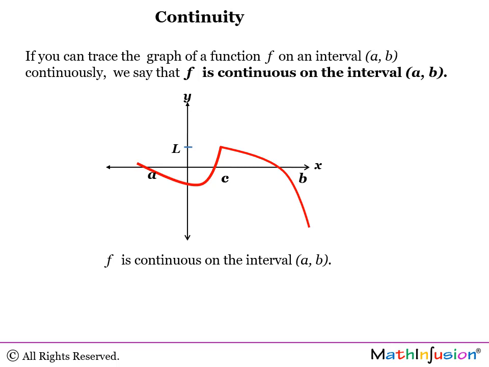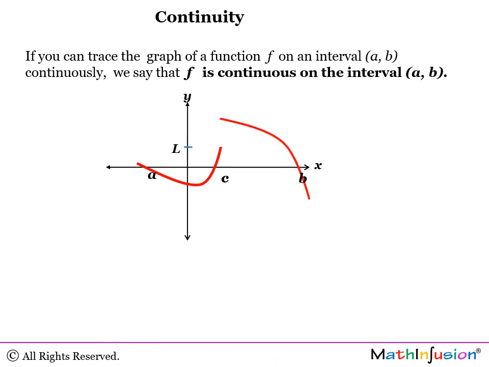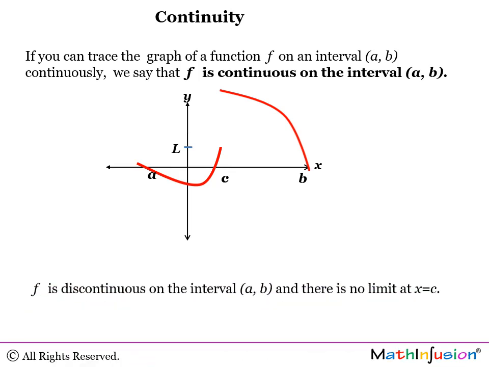So how come a function is not continuous on the interval ab? Here's one example. Now there is no way to trace the graph of this function continuously when x is greater than a and less than b, because there is a gap. We say that this function is discontinuous on the interval ab. In this case, we can also see that there is no limit at x equals c.